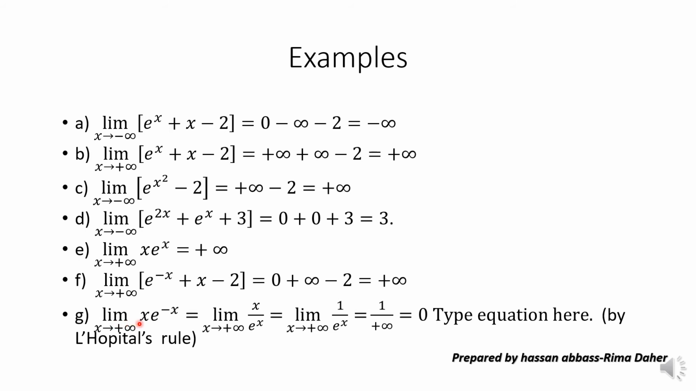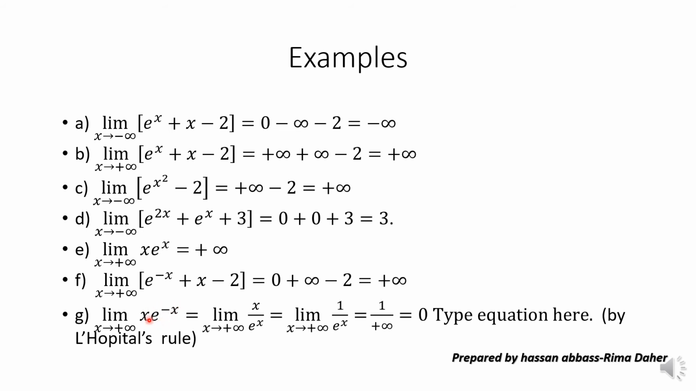Limit where x tends to plus infinity of x exponential minus x. If we replace x by plus infinity, we get plus infinity times e to the power minus infinity, which is 0. This is an undetermined form.